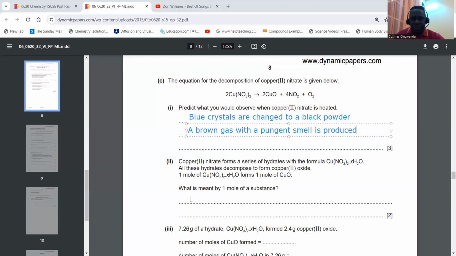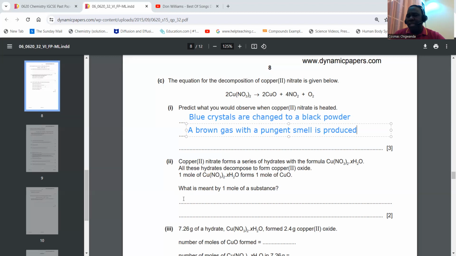As I scroll down my screen, I may rub those answers so that you could be in a position to see what is below there. Copper 2 nitrate forms a series of hydrates with the formula Cu(NO3)2.xH2O. All these hydrates decompose to form copper 2 oxide. 1 mole of copper 2 nitrate xH2O forms 1 mole of H2O. Now, that is very, very important.